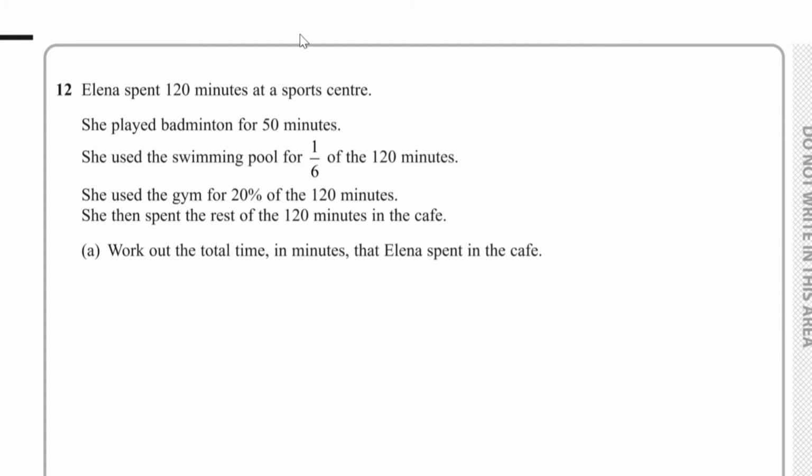Question number 12. Eleanor spent 120 minutes at a sports centre. She played badminton for 50 minutes. She used the swimming pool for 1/6 of the 120 minutes. She used the gym for 20% of the 120 minutes. She then spent the rest of the 120 minutes in the cafe. We have to work out the total time in minutes that Eleanor spent in the cafe.